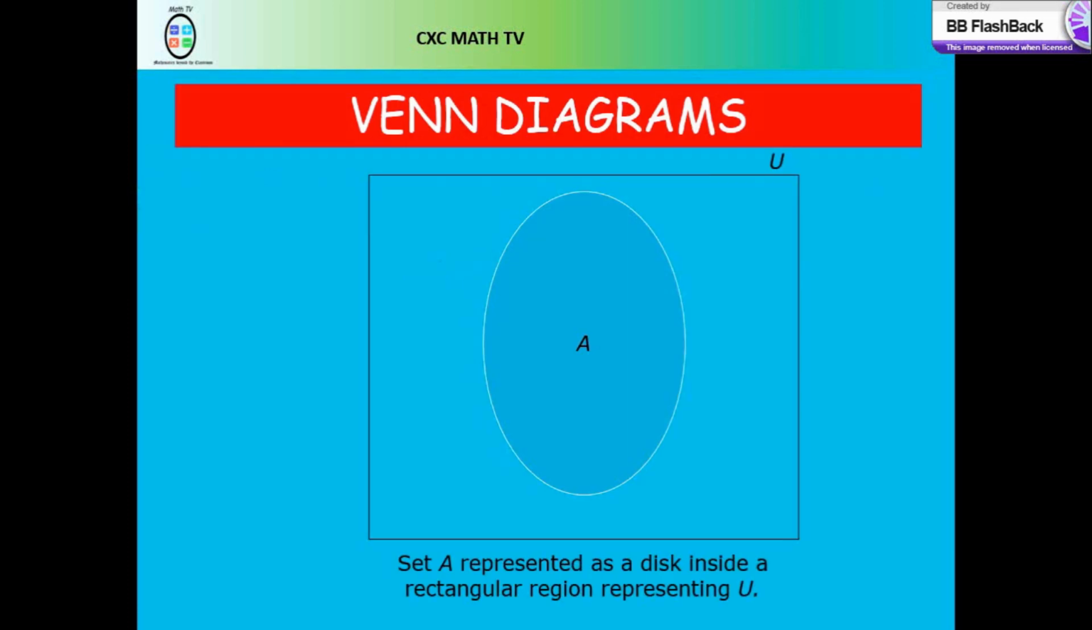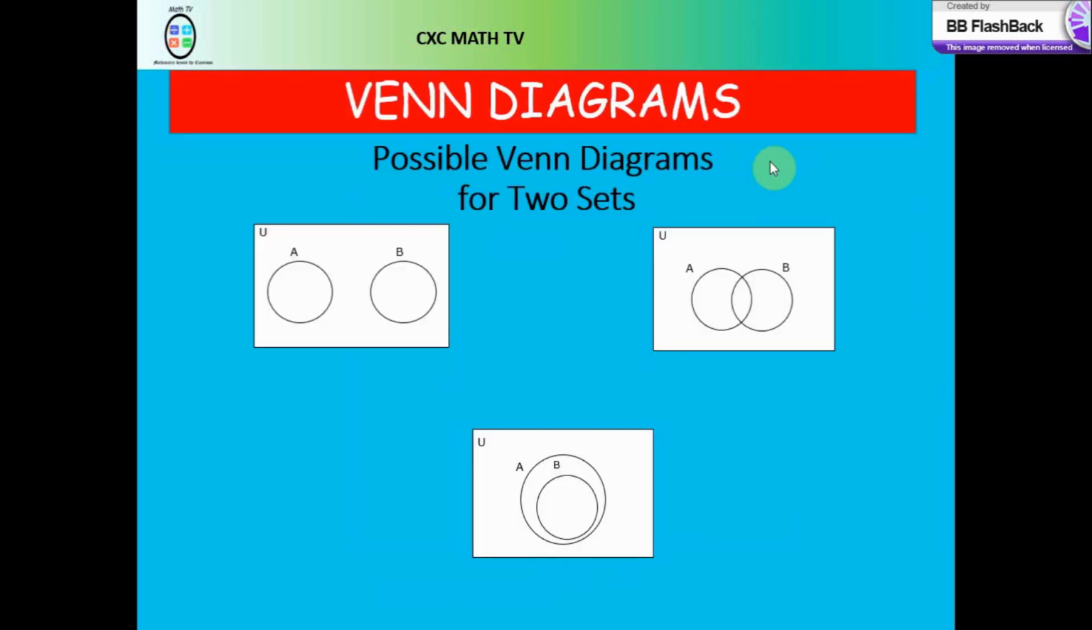So here we have a Venn diagram. Alright, this is a Venn diagram. So just to represent it again, set A represents, doesn't even matter what set A represents, but then we always put a little U at the top to represent our universal set. Alright, so some possible diagrams for two sets.